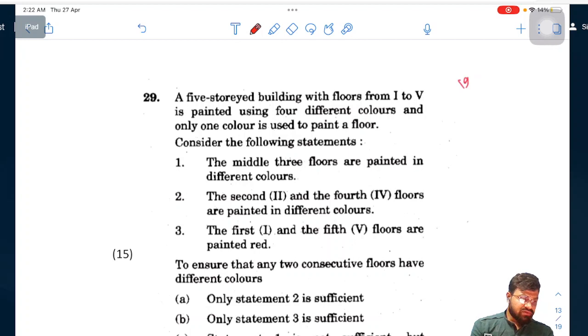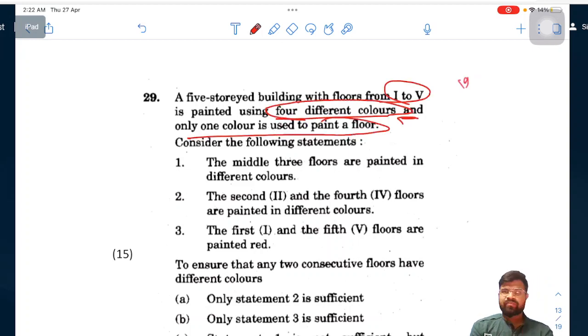Okay. So the five-story building is there. The first to fifth floor is painted using four different colors. Only one color is used to paint each floor. So this is something to be noted.